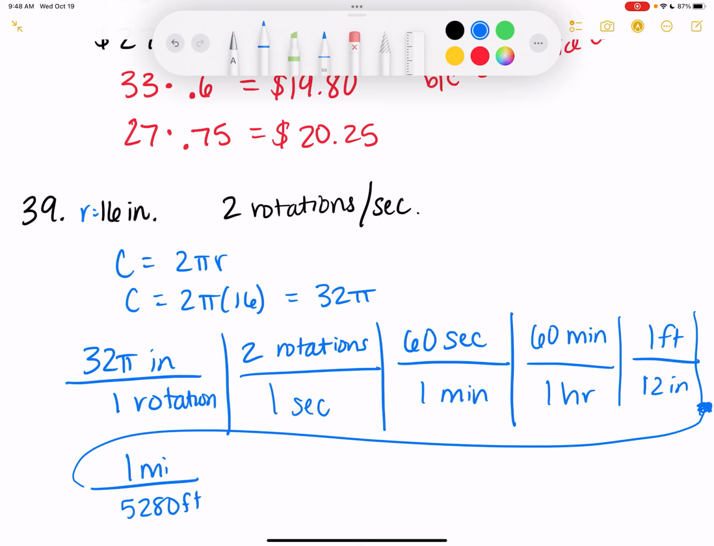Yeah, if you have room, just write it there. Wait, why is this still in feet? So is this where we stop it? Okay, so in theory, inches cancel, rotations cancel, seconds cancel, minutes cancel, feet cancel. So you should be left with miles on top, hours on the bottom.